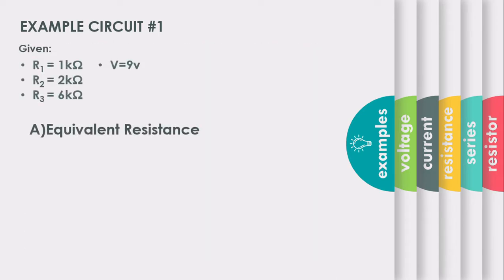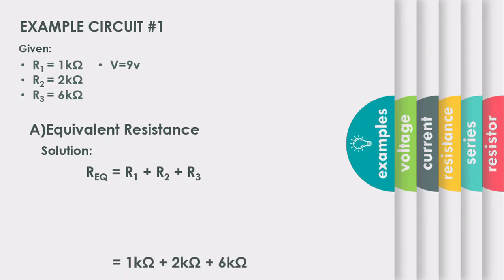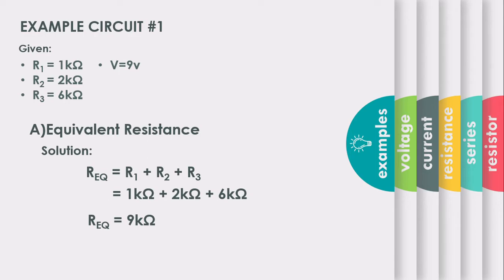We will calculate first the equivalent resistance because we need it for solving the current later. The formula that we will be using is this. Next, we will substitute the given resistances into this formula. And now we can calculate it. 1000 ohms plus 2000 ohms plus 6000 ohms will be equal to 9000 ohms. So our equivalent resistance is 9000 ohms.